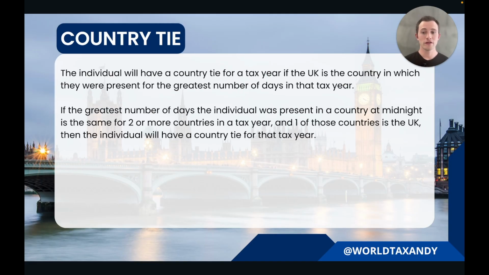And finally, we've got the country tie. So this says that the individual will have a country tie for the year if the UK is the country in which they were present for the greatest number of days in that tax year. So you'll need to count the days that you've spent in each country, and if you don't want to meet this tie, you'll need to ensure that the UK isn't the one in which you've spent more time than the others. So if you spend 50 days in the UK, you'll need to ensure there's at least one more country where you've spent at least 51 days.